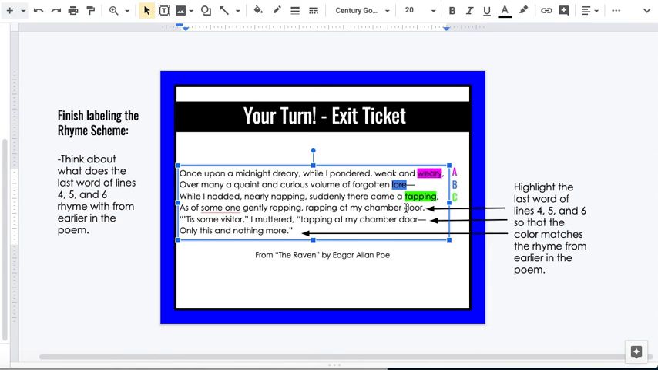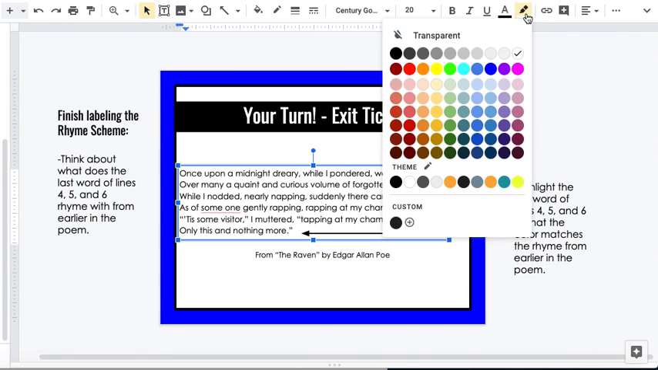You click into the text box and you select the word. Then you would go up here to this little guy, highlight color, and then you would select your color.